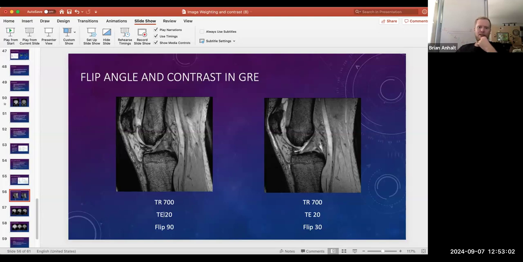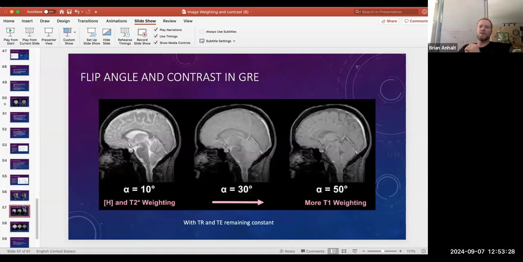TR of 700, TE of 20, and a flip angle of 90. This is a spin echo sequence. This looks like a T1 weighted sequence. And then you can see here, actually, this is gradient echo. Definitely gradient echo. But if we lower the flip angle, you can see how we start to see contrast between fat and fluid. This one looks a lot better.